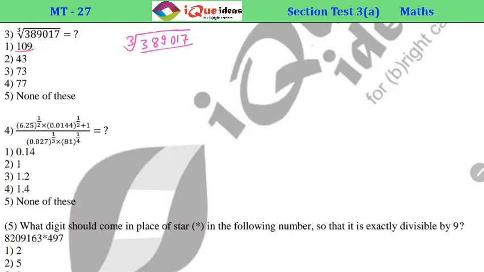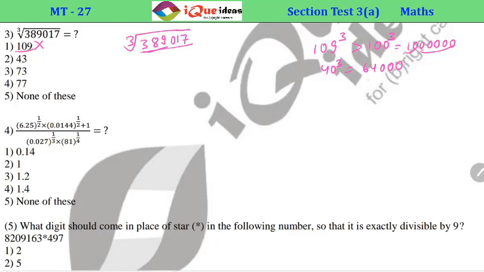Option first is 109. 109 cube will be definitely very high. This will be definitely greater than 100 cube. And 100 cube is equal to 1000000. That is 10 lakh. Here it is 3 lakh. So 109 is wrong. Right? Similarly, let me put it this way. 40 cube is equal to 64,000.